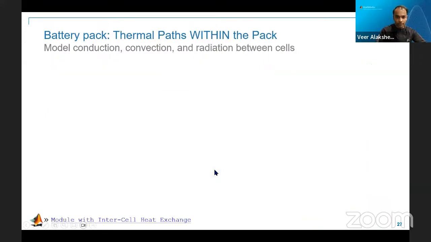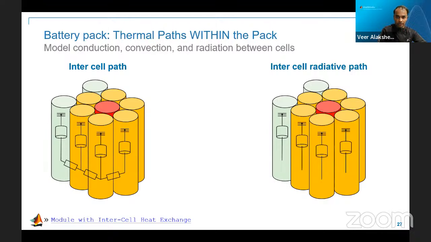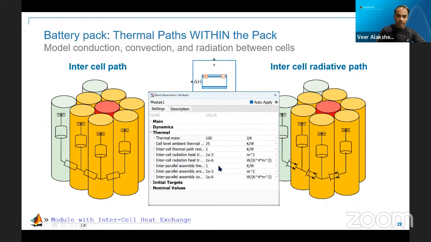Now, further, another interest for the teams is within the pack, whether we can do that or not. Yes, if you want to analyze the heat transfer between the cells, or intercell path, that also can be done. Similarly, if you want to have an intercell radiative path, that also can be activated. Once you activate that, it will ask for the respective values over here.